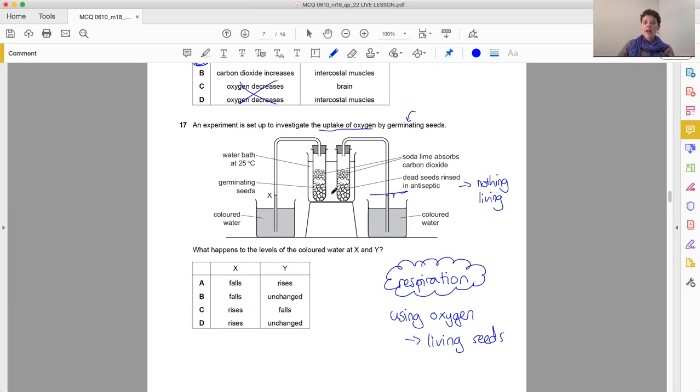Now, as those seeds germinate, as they use that oxygen, it's going to pull air out of this little tube to replace this air here. So this line here at X is going to go higher. It's going to rise. So if we look here at the options, X is definitely not going to fall because we're using oxygen. It's going to rise. And at Y, it's going to be completely unchanged. So our answer for this is D.